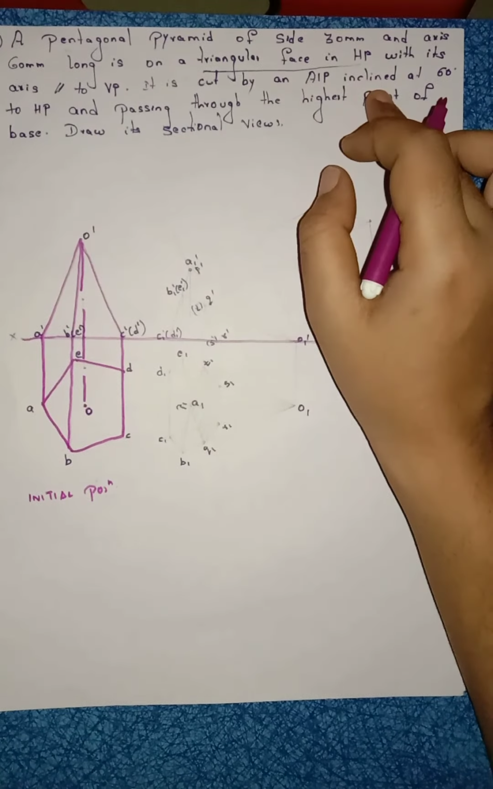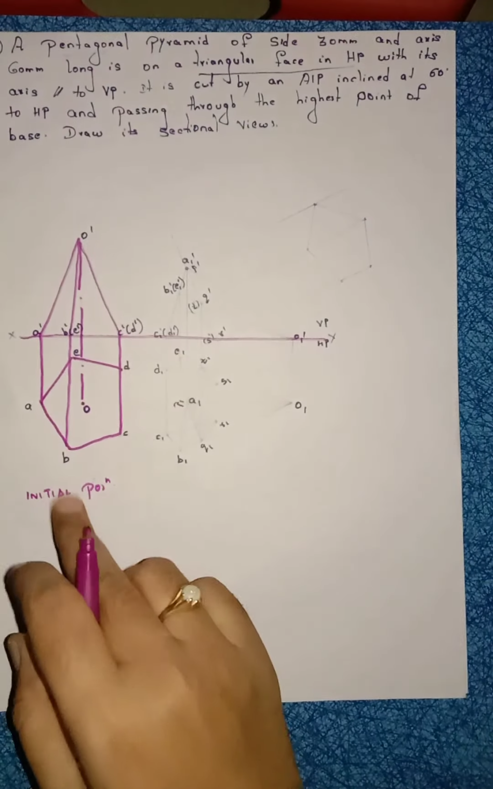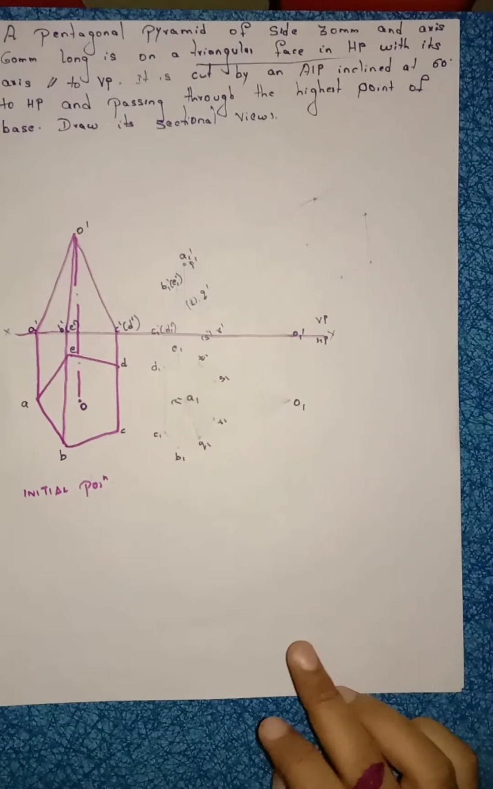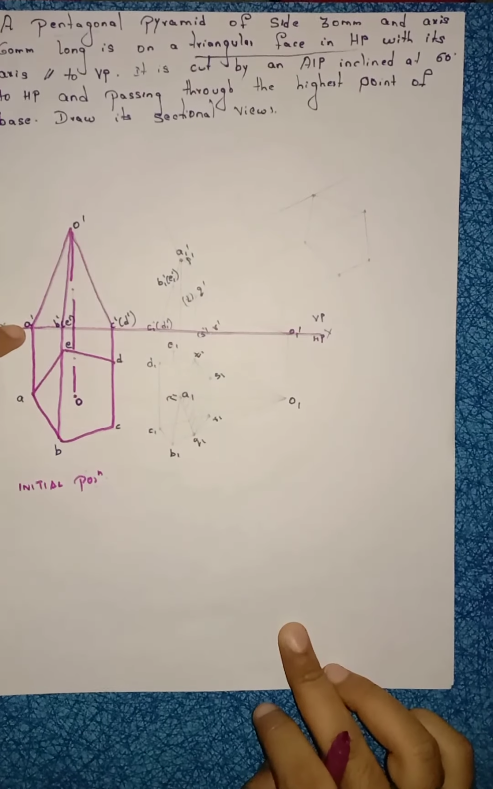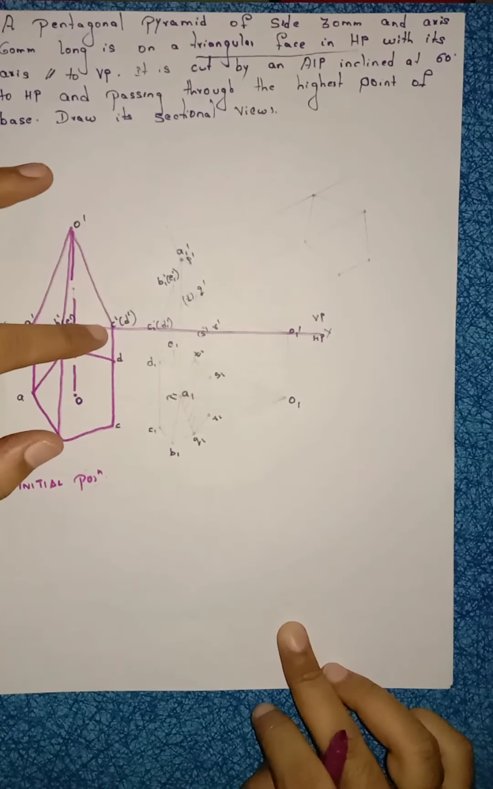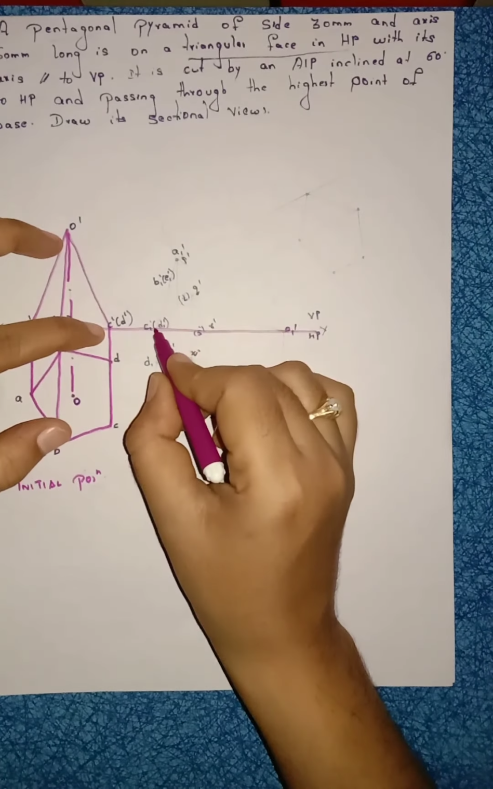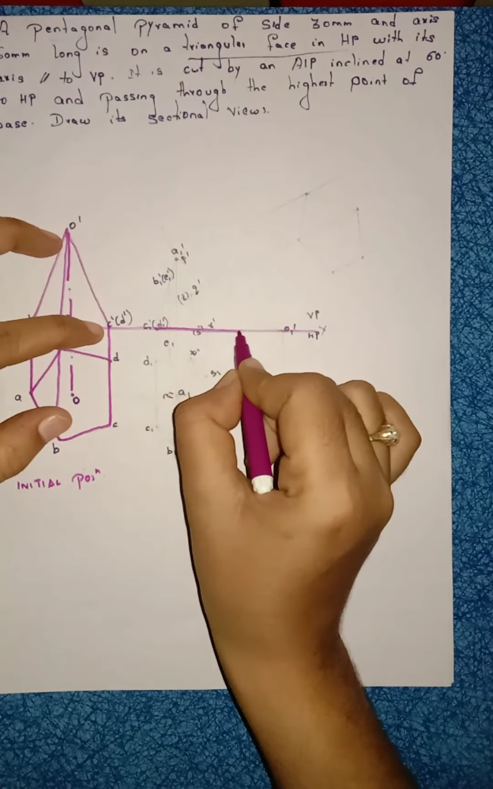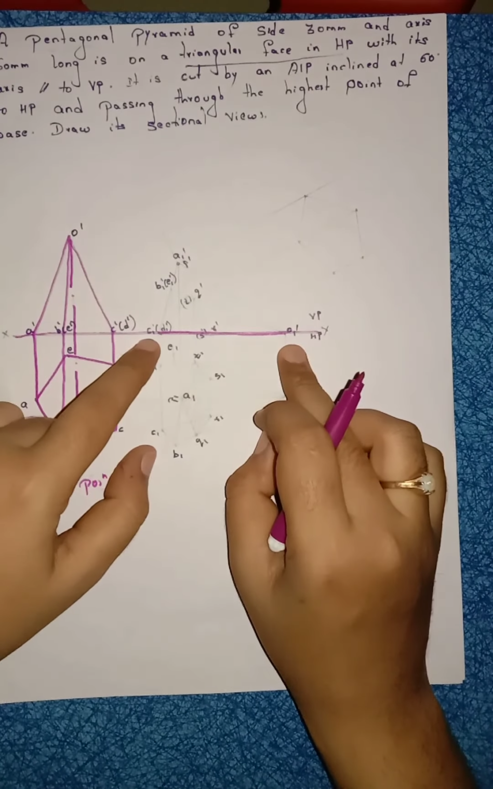Triangular face is on HP means triangular face is on the reference line. So take any one of the faces. These are the faces. O dash to A dash is a face. O dash to C dash is a face. Take any one of the faces. I am considering this face. I am drawing a line here, same length. I am measuring this length and I am drawing here.